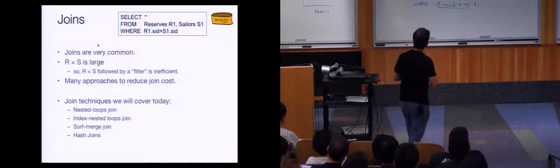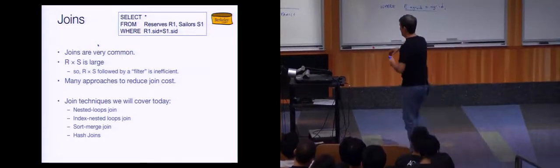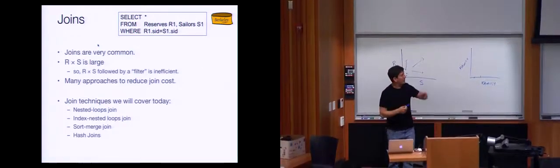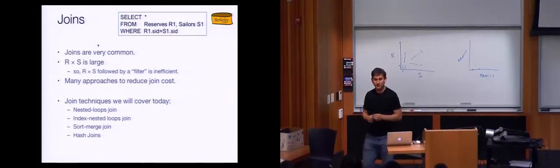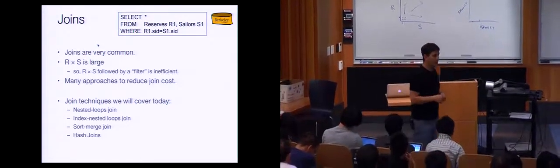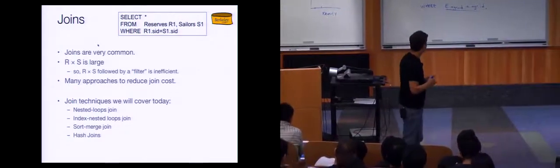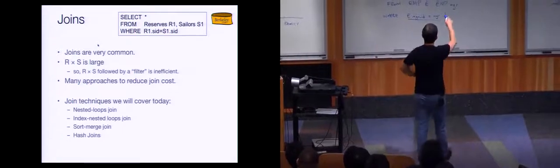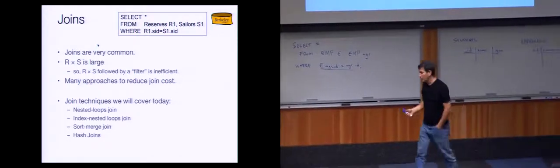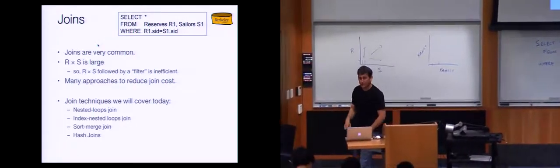So one way to process a join is to blow up the entire Cartesian space, generate all pairs, and then throw away the pairs that don't match the where clause. That works, but it has this n squared cost. So we'd like to do something better to reduce that cost, and we'll see a number of techniques. Four kinds of algorithms: nested loops join, index nested loops join, sort merge, and hash. The remainder of the lecture is going to go through these algorithms and talk about their costs.